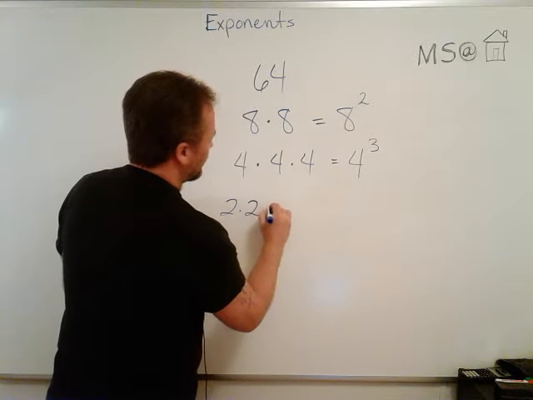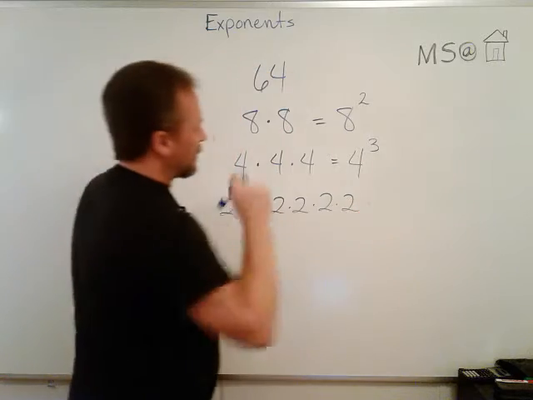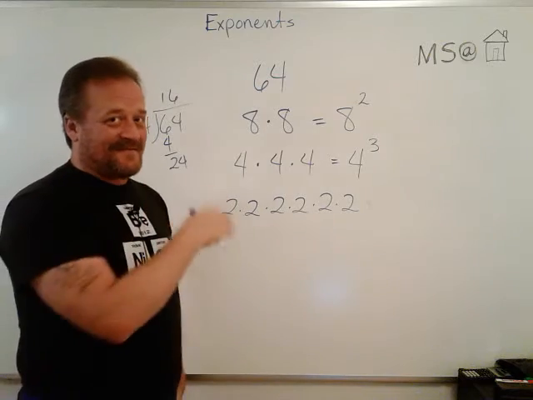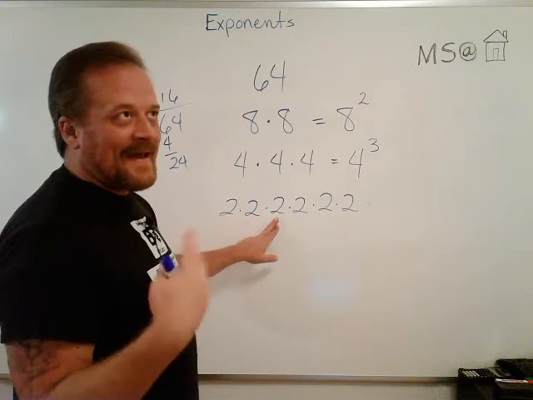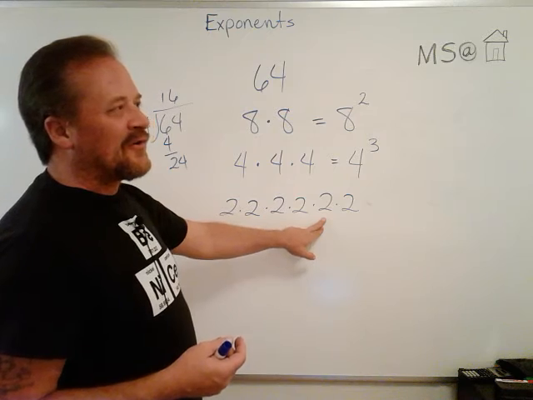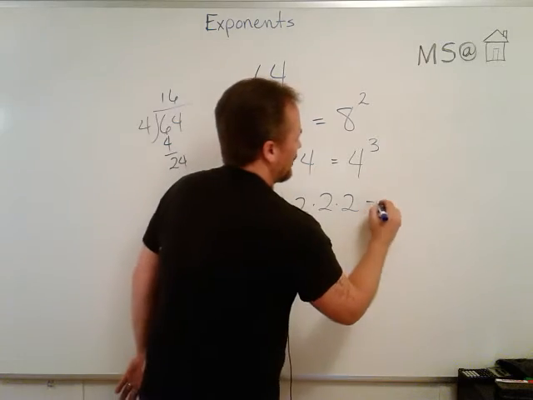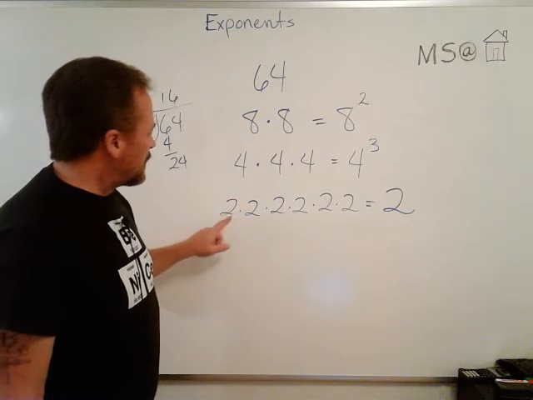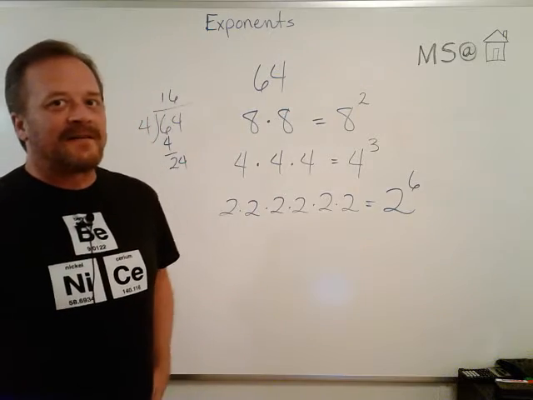2 times 2 times 2 times 2 times 2 times 2. And I'm done. 1, 2, 3, 4, 5, 6. Does that equal 64? Well, there's 2 times 2, that's 4. 4 times 2 is 8. 8 times 2 is 16. 16 times 2 is 32. And 32 times 2 is 64. So I have a new base, and the power tells me how many times it's represented. 1, 2, 3, 4, 5, 6. So there's another way you could do it.